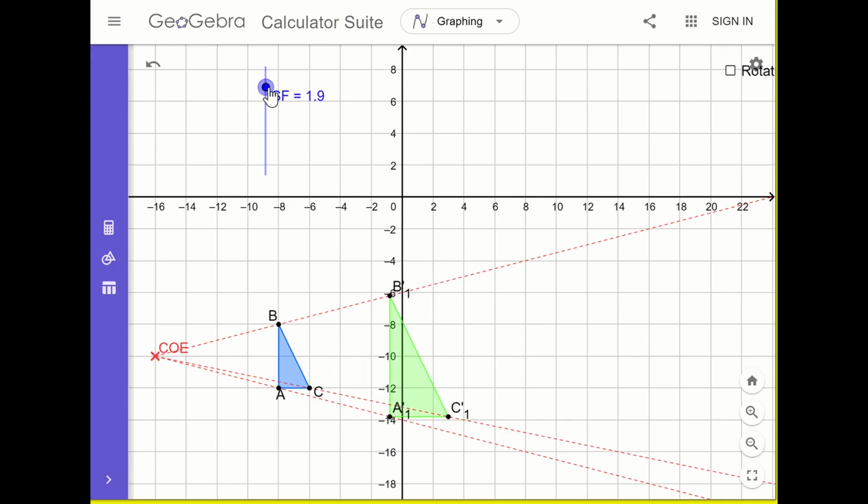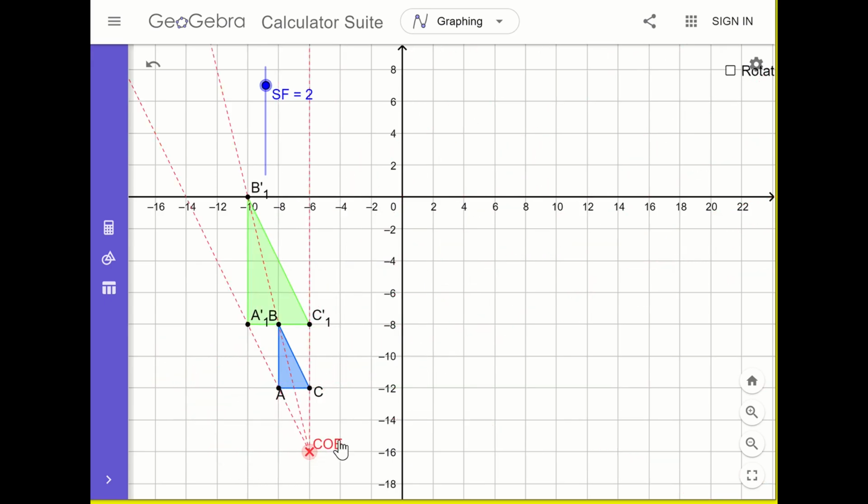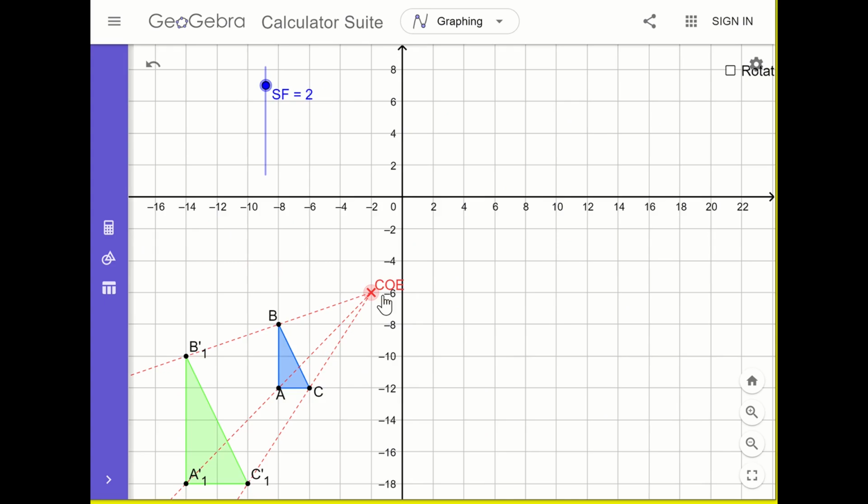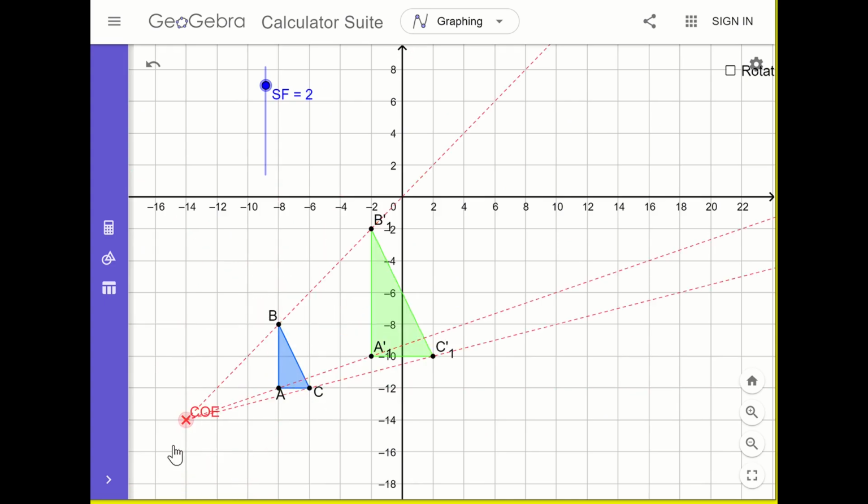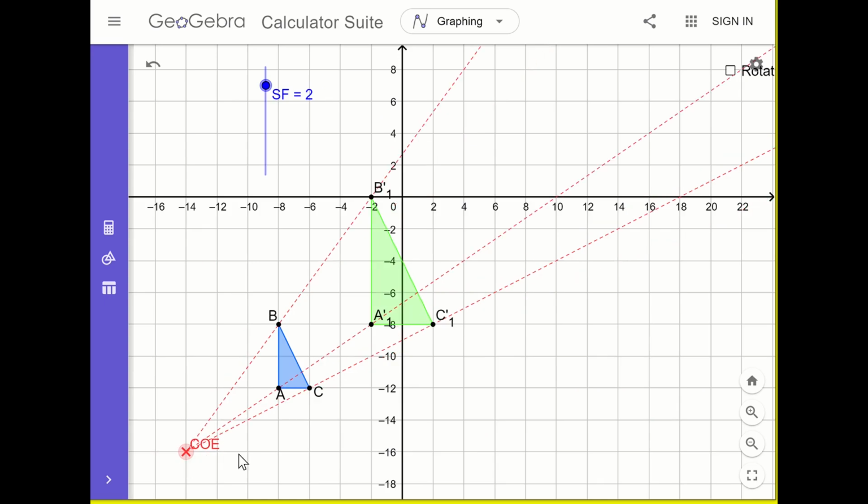Okay, so if I go back to 2, you can see as I move my center of enlargement around, all the ray lines move, and if I want to send it over here, I need to move it to the top right. Before we do an example, I want to talk about another way of thinking about this, because this is the way I prefer. You can draw these ray lines, but your line's going to have to be really accurate.